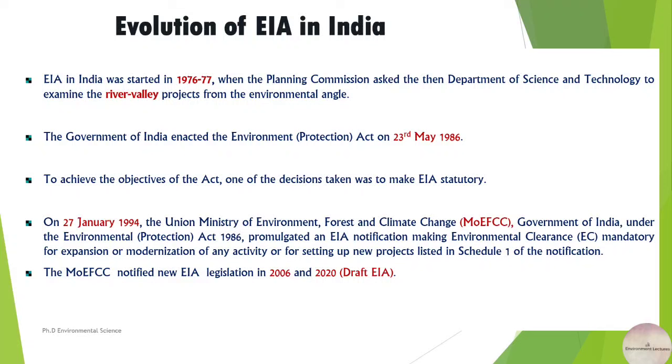On 27 January 1994, the Union Ministry of Environment, Forest and Climate Change issued an EIA notification under the Environment Protection Act. This notification made it mandatory to get environmental clearance before expanding, modernizing or starting new projects listed in Schedule 1 of the notification. The MoEFCC introduced new EIA regulations in 2006 and a draft version in 2020. These regulations outline the process and requirements which are required for conducting EIA in India.